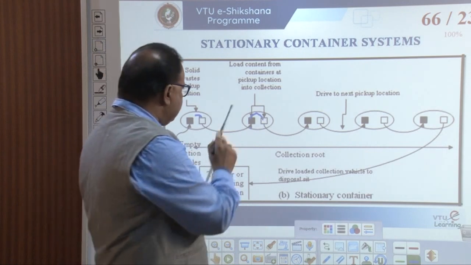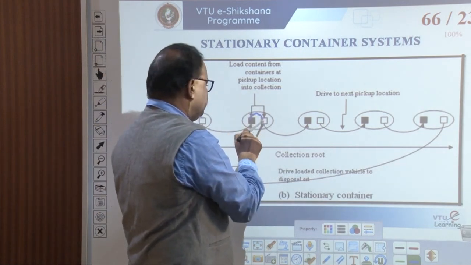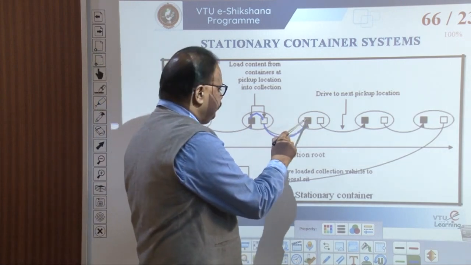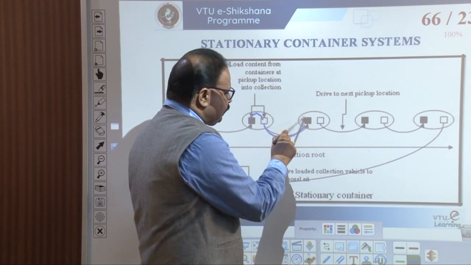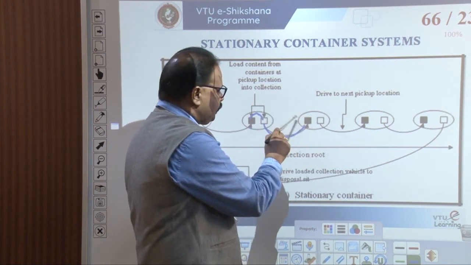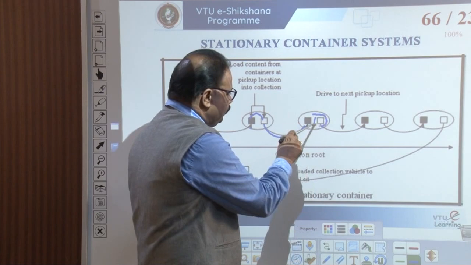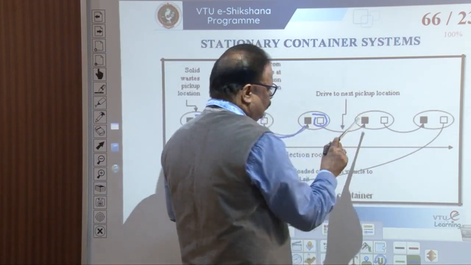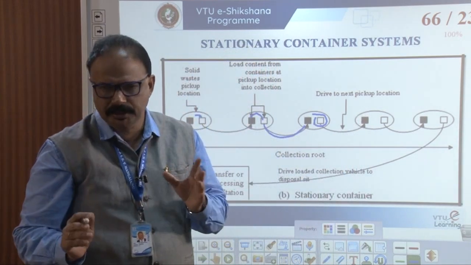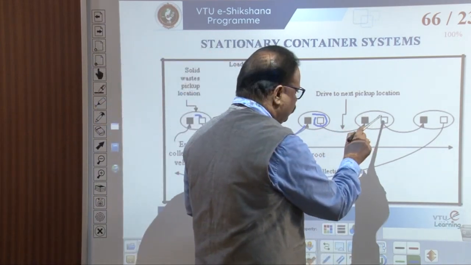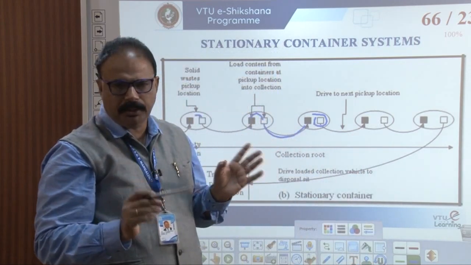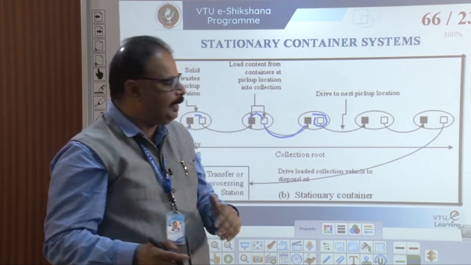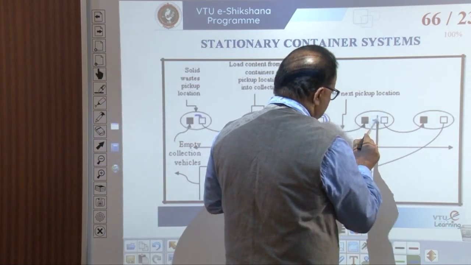And the container will be stationary. The truck moves to the third area, where the container is filled with waste. All the waste in the container is taken to the truck, and the empty container is kept here only. Then it goes to the next place, where the filled container is emptied into the truck, and the container is kept here only.